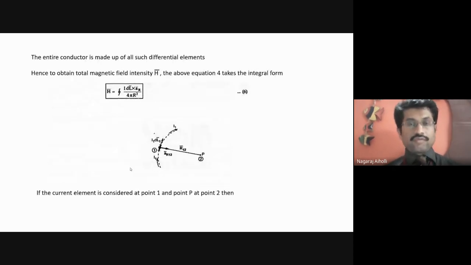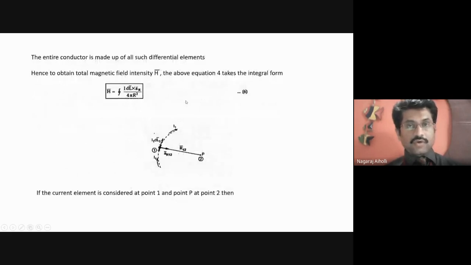Here we have found out for differential length, that is small element. Here we have considered a small portion of the complete length of the conductor. If we want to find it for the complete length, then what are we supposed to do? We have to integrate. Correct? We have to integrate these small portions to get the magnetic field intensity due to the entire length of the conductor. That is the next equation.